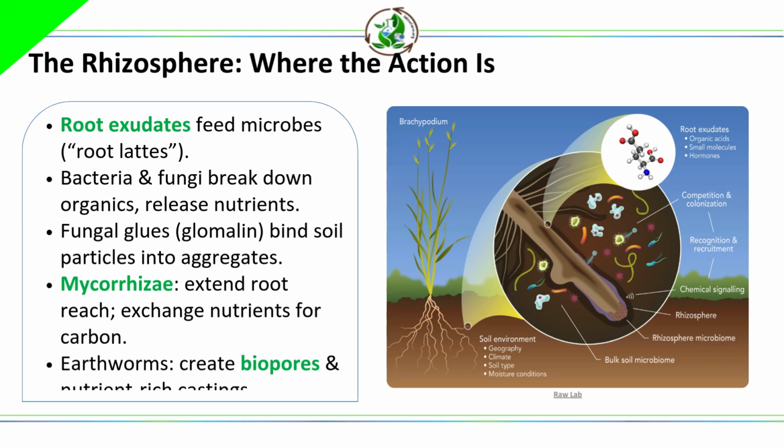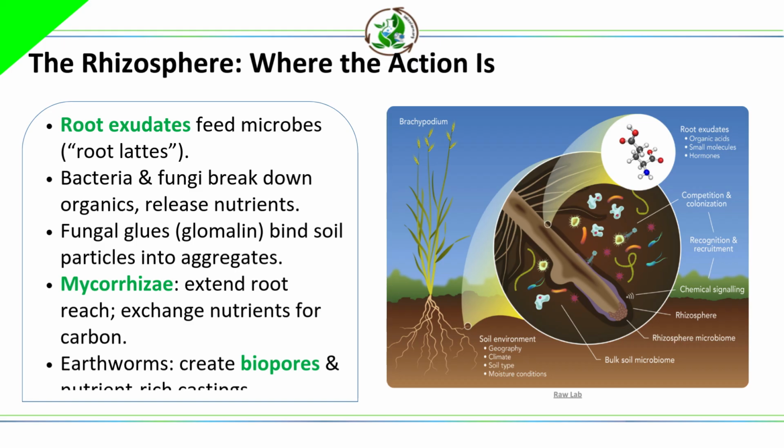Let's zoom into the rhizosphere. That's the tiny soil zone around a plant's roots. It's like the plant's personal greenhouse, buzzing with microbial activity. Roots exude sugars and nutrients into the soil, which is like a root latte feeding microbes. Bacteria and fungi love this fuel. Bacteria break down organic bits, fungi do too, and it also acts as little glues.